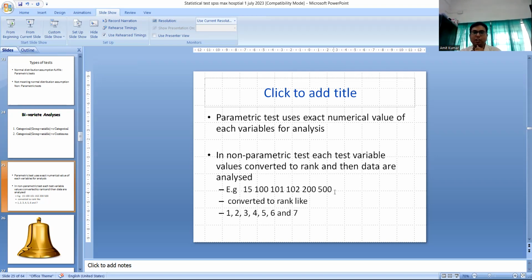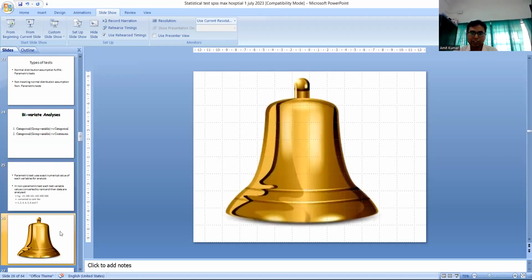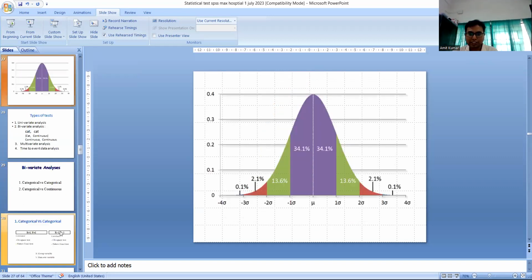Suppose these are the values you got from measuring some enzyme marker using the ELISA test. In the non-parametric test, everything will be converted into rank 1, rank 2, 3, 4, 5, 6, 7, depending on the ascending order. And from this data only, the non-parametric test will be done. So that's why the non-parametric test will not be as powerful as the parametric test. If we do not have representativeness of the population, then it is recommended to use the non-parametric test. That is the common scenario. This is the bell shape. This is the type of graph you will get if the data is normally distributed.